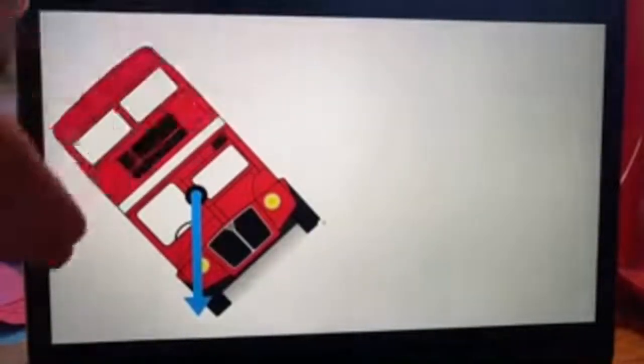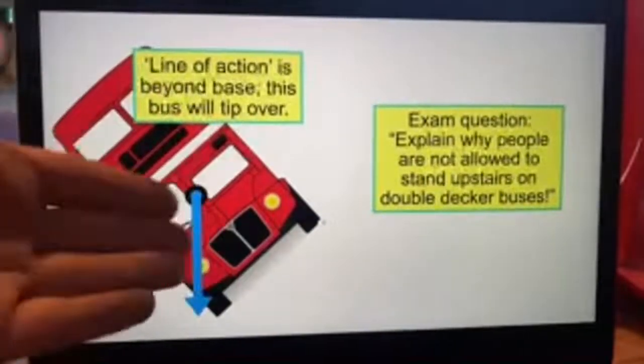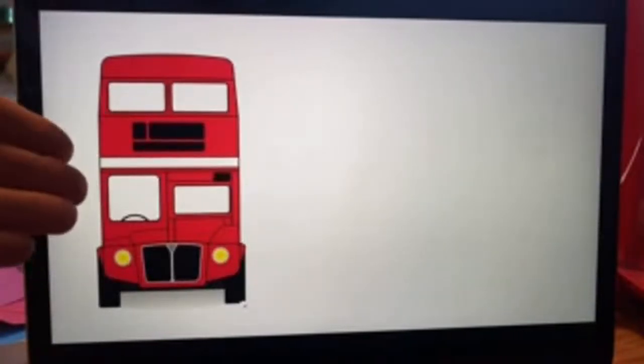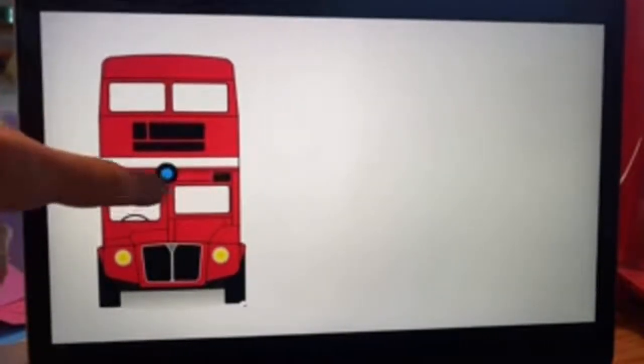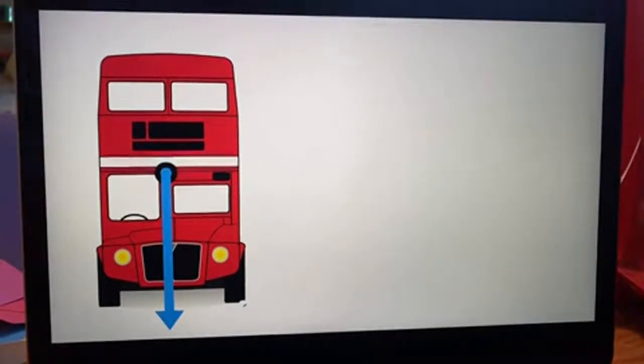Here's a situation where the bus has tipped over more. So the line of action is beyond the base. So this bus is going to fall over. So let's do the same bus again, but let's just make the line of action higher. Let's make the centre of mass higher.